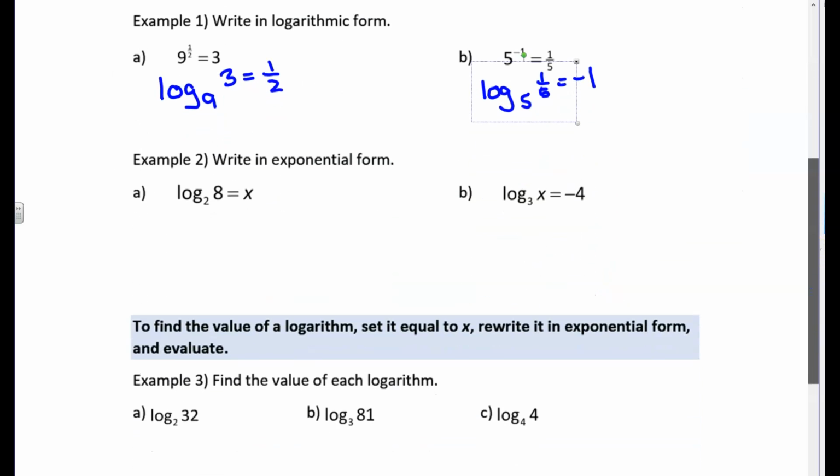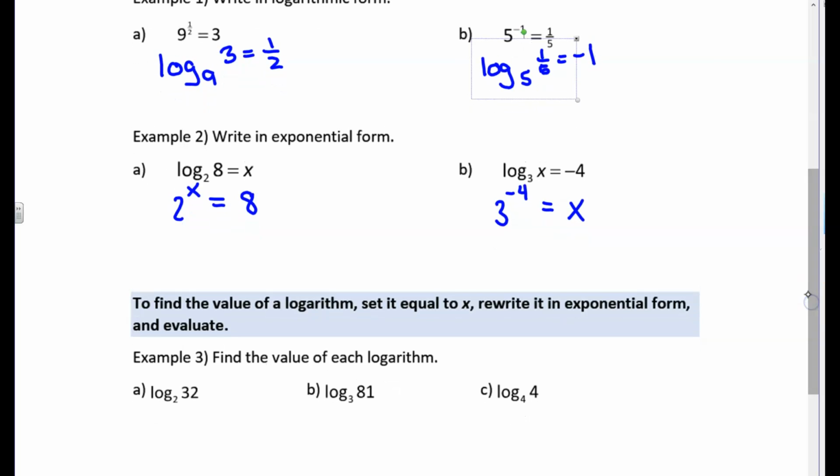Now let's go backwards. Let's rewrite these logs as exponents. So log base 2 of 8 is x. Well, 2 to the x equals 8 is how I'd write it as an exponent. And log base 3 of x is -4. Well, 3 to the -4 is x. We actually could go ahead and solve those two if we wanted to, but we're going to learn about solving here in the next step.